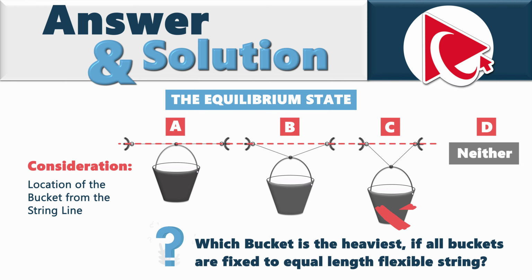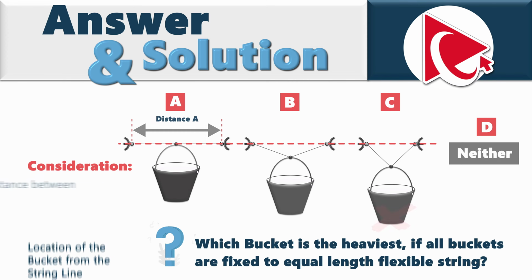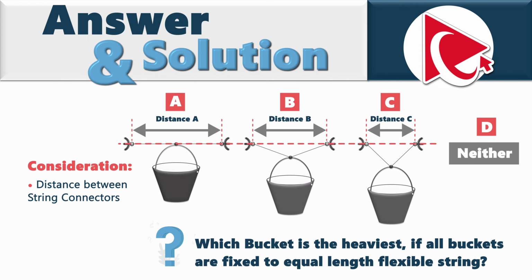But here's the caveat. This would only be true if the distance between string connectors would be the same. This introduces another consideration here, because distance A for bucket A is greater than distance B, which is greater than distance C for bucket C. Because the distance shortens between the string connectors, and distance A is greater than distance B, which is greater than distance C, this might explain why bucket B and bucket C are lower still.